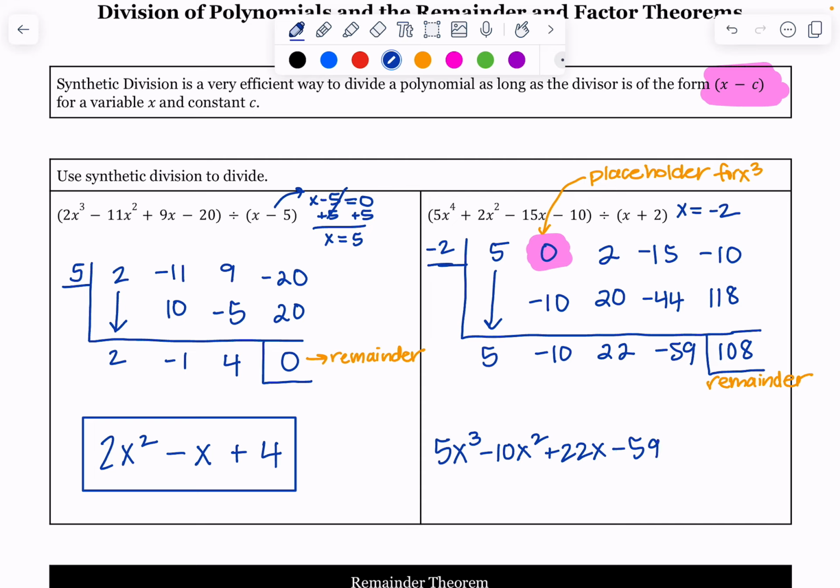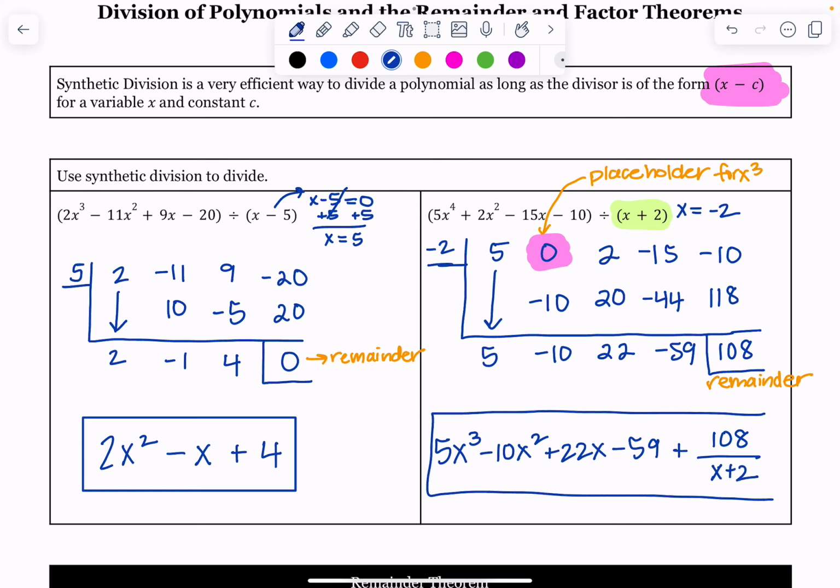This time we have a remainder, so plus 108. And our remainder is out of what we divided by. Just be careful, it's not negative 2 for this. It's going to be what we divided by, x plus 2 here. So our remainder is plus 108 out of x plus 2. And this right here is our answer. So this one does not divide perfectly like the first one.